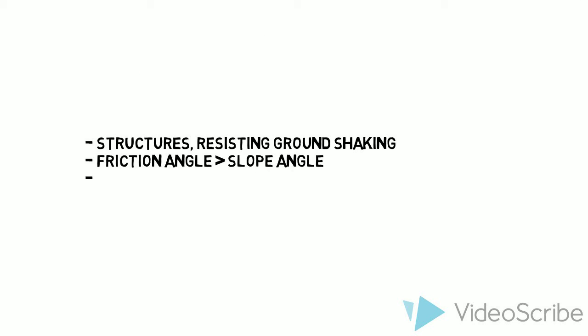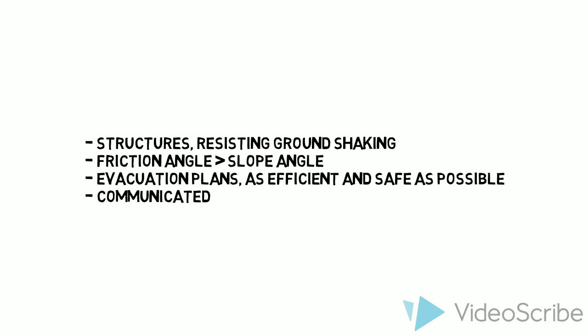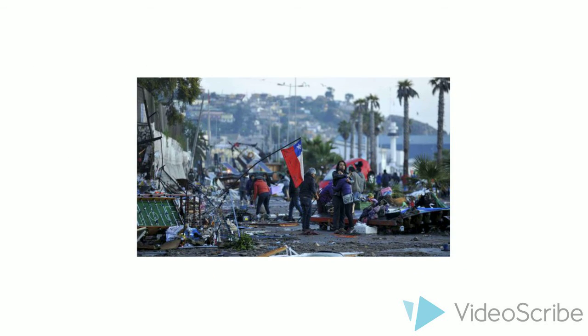Therefore, we suggest that structures are built with the aim of resisting ground shaking, where a friction angle is higher than the slope angle, allowing for stability, and evacuation plans are designed to be as efficient and safe as possible, as well as being well communicated to citizens. We must also monitor seismically active regions to provide warnings of incoming natural disasters in time. If our suggestions were put into place in all seismically active regions, we could expect to see a decrease in devastation.